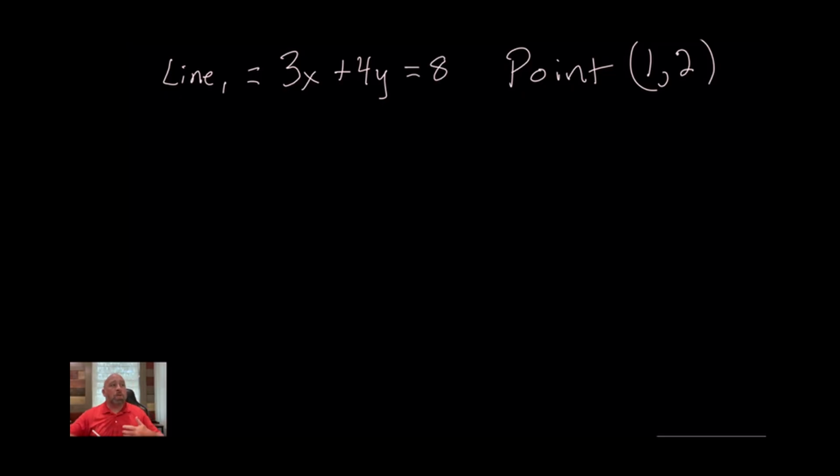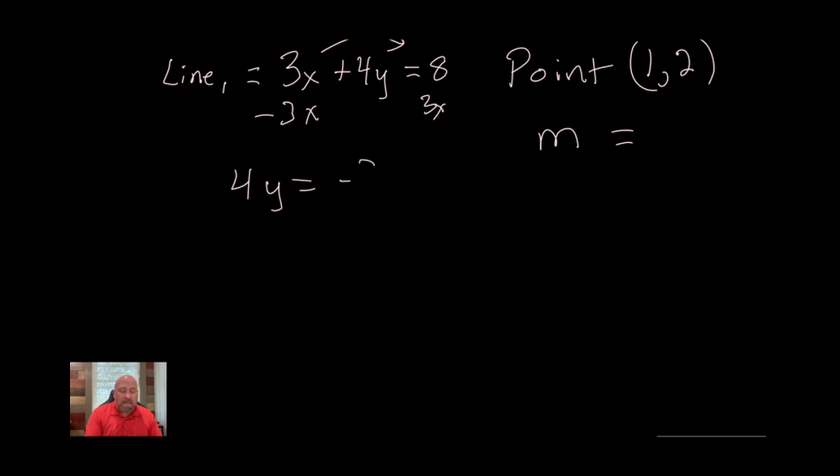Okay. I would suggest getting this into slope-intercept form. That way we can know what our slope is, because that's really important to answering this question. So what we want to do is move the 3x over here. We've already been doing this, so minus 3x, and that's going to give us 4y equals negative 3x, and then plus 8, because it's a positive 8.